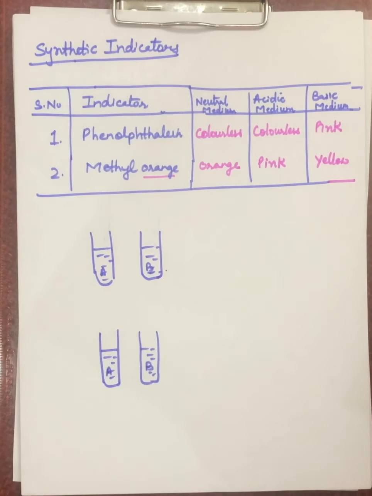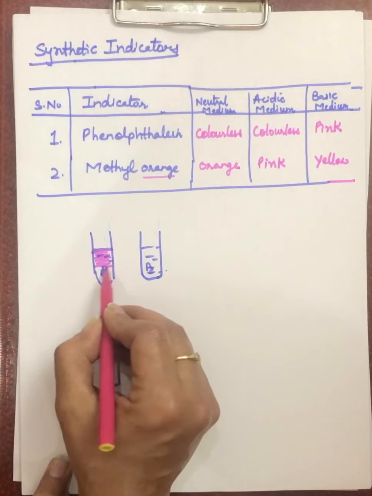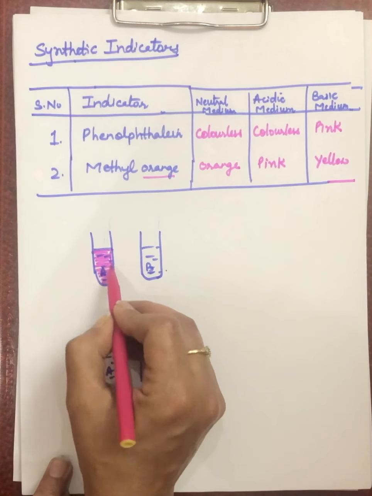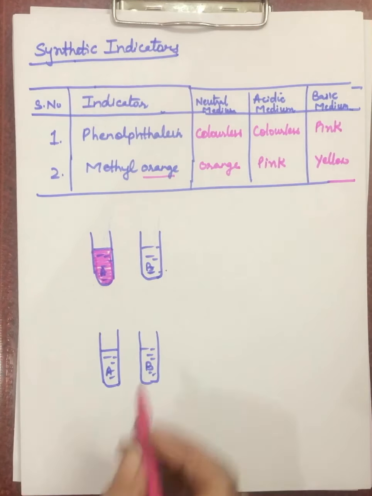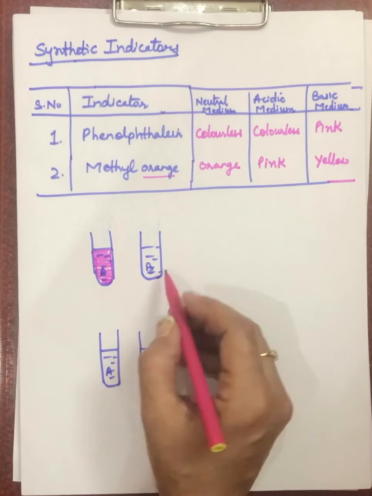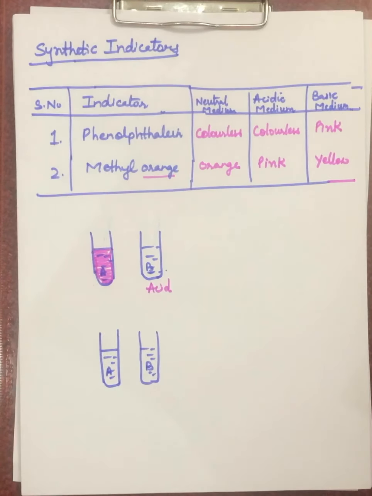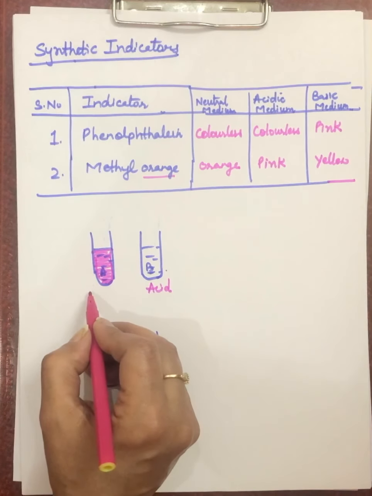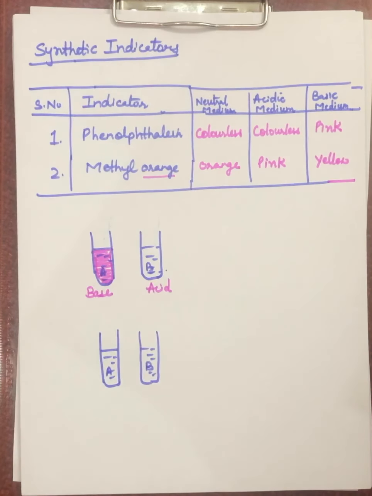So in one, it will remain as it is only. In the second one, its color will change. Suppose its color changes in this one. And it changes to which color? To pink color. So what will we infer from this? If phenolphthalein remains colorless only, that shows that the solution is acidic. And in which its color will change to pink, that shows that the solution is a base. This is how we check with phenolphthalein.